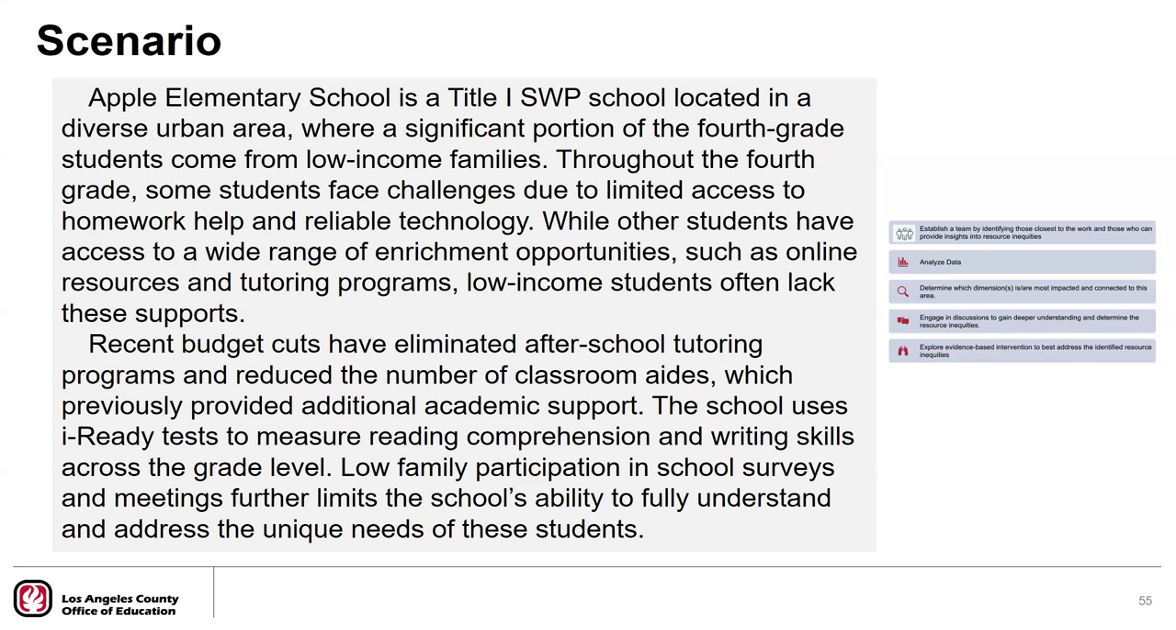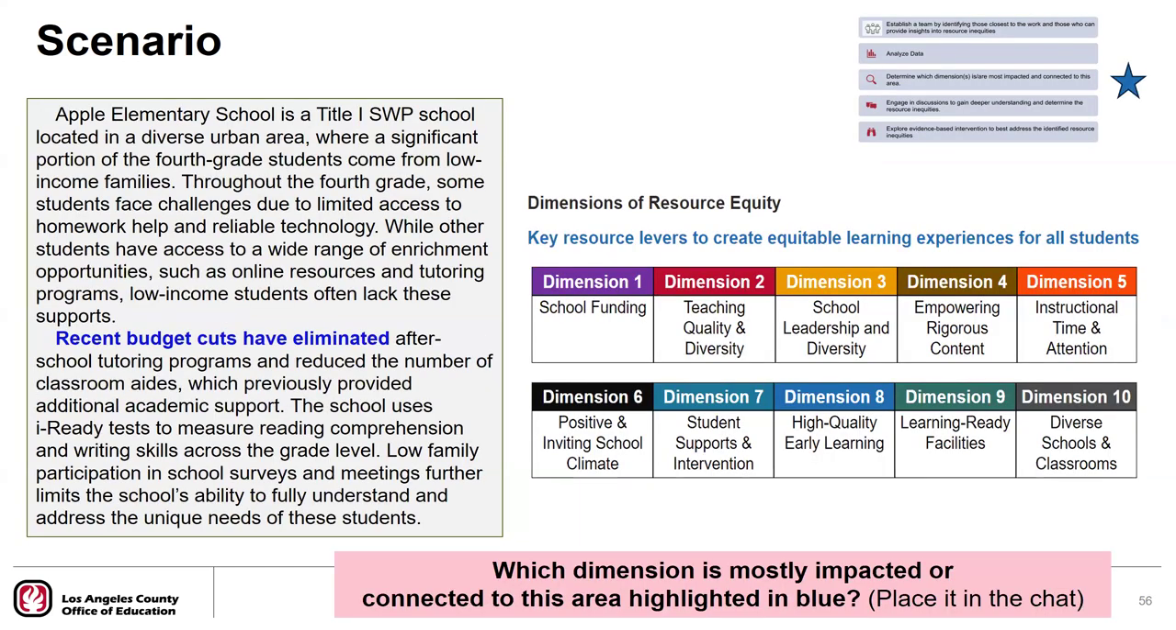Please remember this scenario, because in the next few slides we're going to refer back to it. And I'm sure for some of you, this scenario may closely mirror the current challenges within your own context. So, considering this scenario, take a look at what's highlighted in blue. Which dimension is mostly impacted or connected to this area in blue? Take a look at the dimensions and place your answer in the chat, 1 through 10.